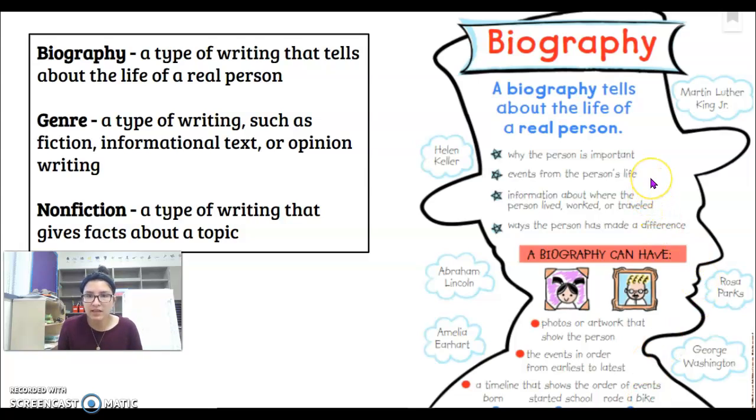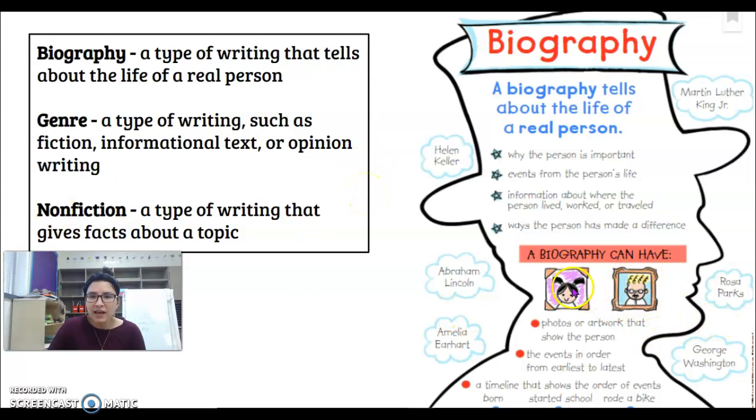Events from the person's life. Did we learn about different things that happened in his life? Yep. Information about where the person lived, worked, or traveled. Yeah, we learned where he worked and where he grew up. So yes. Ways the person has made a difference. That kind of goes with the first one, why the person is important. His TV show really reached a whole bunch of people.